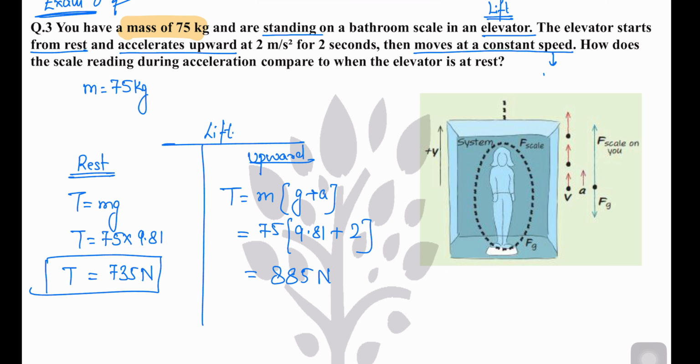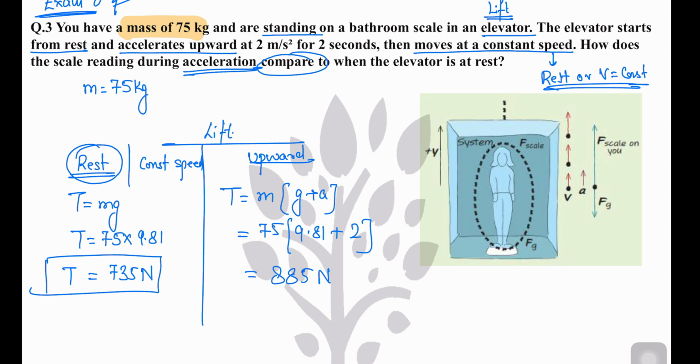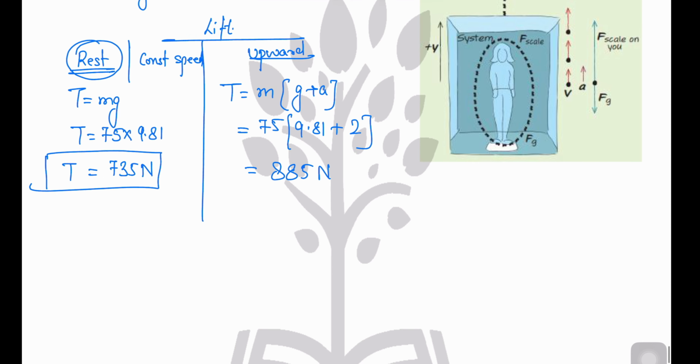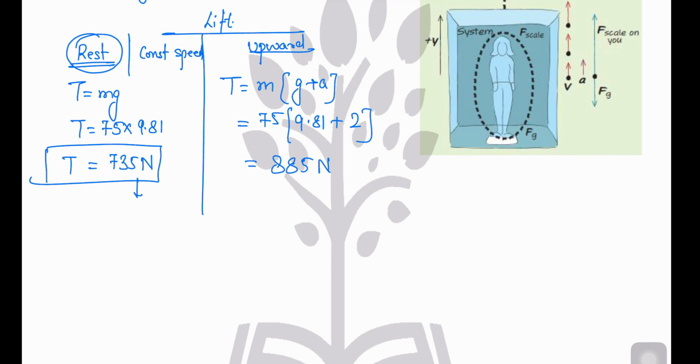Constant speed means rest, or v constant. Both are the same. Rest versus constant speed. Is it fine? How does the scale reading during acceleration compare to when the elevator is at rest? So at rest we have 735, and going up we have 885 Newton. Is it clear? Fine. This is the major thing.